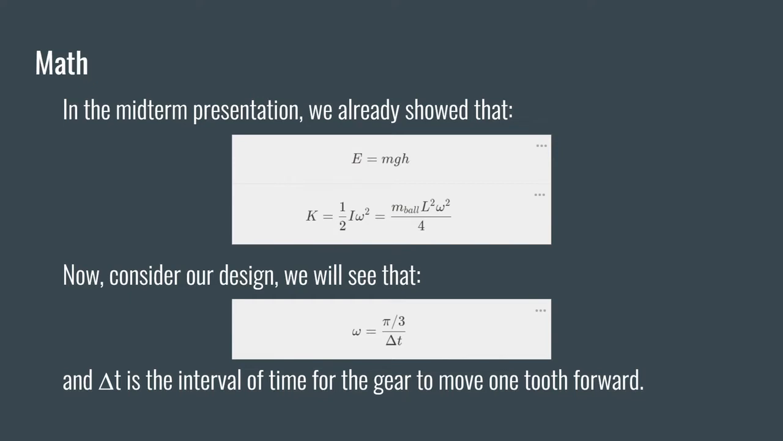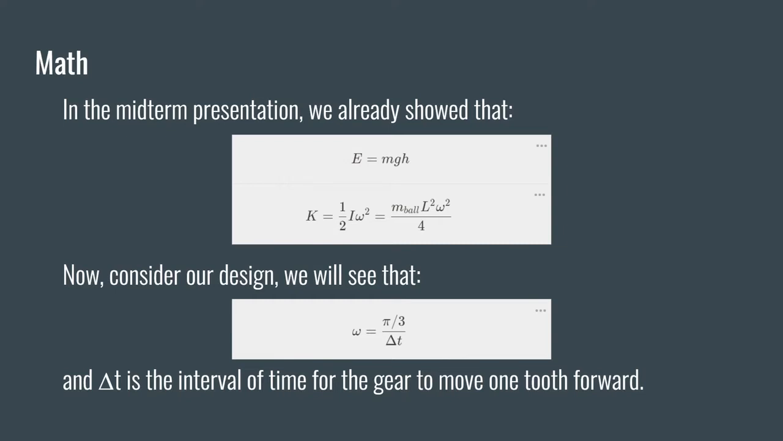For our design, the rotational inertia is 1/2 m_ball L squared. So in this case, the kinetic energy becomes m_ball L squared omega squared divided by 4. Now consider our design. We'll see that the angular velocity will be 1/3 of pi divided by delta t, where delta t is the interval of time for the gear to move one tooth forward.